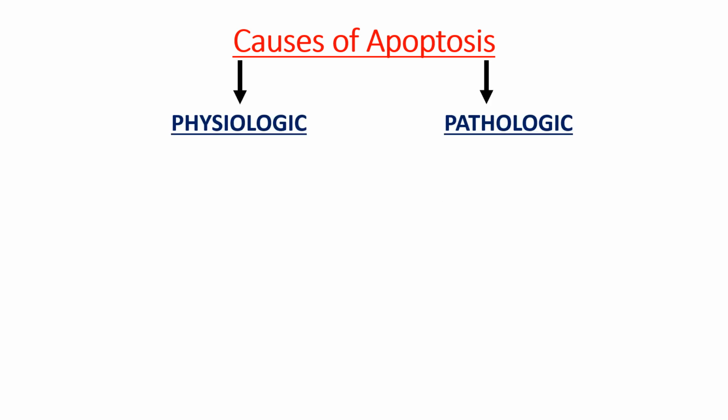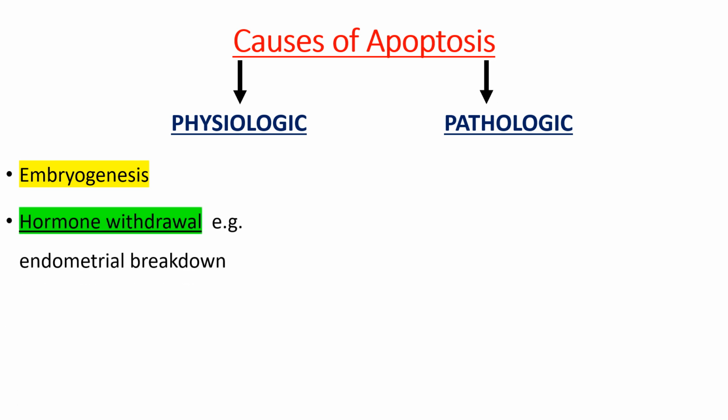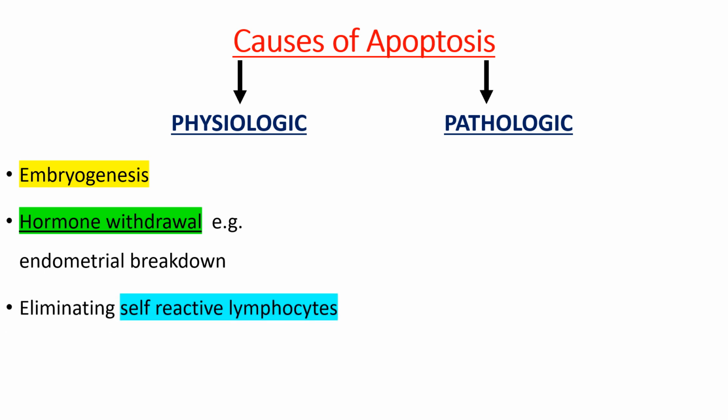Now moving on to the causes of apoptosis, we have some physiological causes as well as pathological causes. In physiological causes, we have embryogenesis, we have hormone withdrawal, an example is endometrial breakdown, and the hormone that plays an important role in this is progesterone, because progesterone is the hormone that maintains the endometrial lining. Whenever there is a fall of progesterone levels, this endometrial lining is going to shed off by apoptosis.